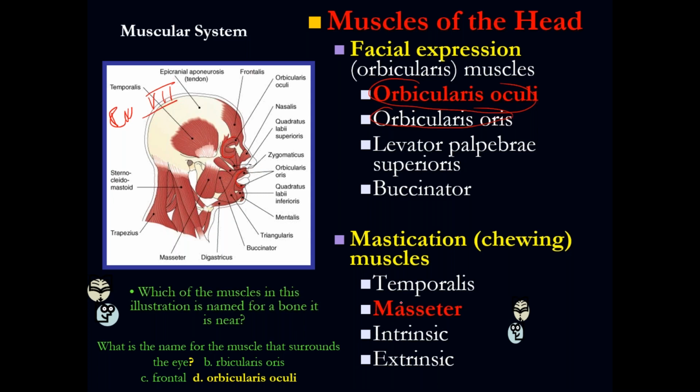All right. The masseter is the mastication muscle. This is the masseter muscle. It's a very potent muscle for mastication. The buccinator is for whistling. All right.